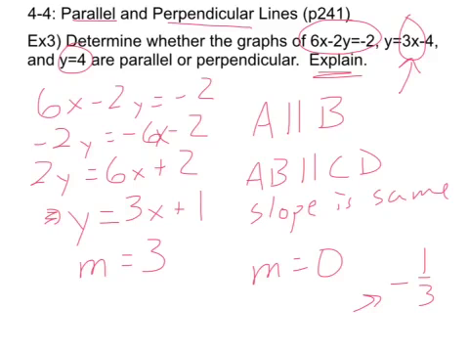I don't have it all written out like that, but what I'm looking for in an answer here is something like: the first line and the second are parallel because their slope is the same. Their slope is 3 in both instances. The third line is neither parallel nor perpendicular to any other line in there because the slopes are neither the same nor are they inverse reciprocals.